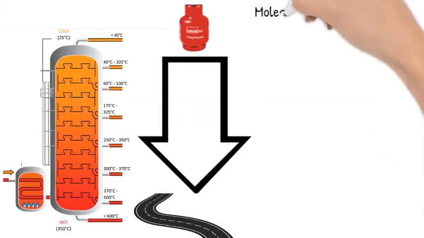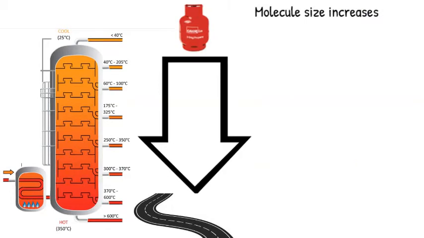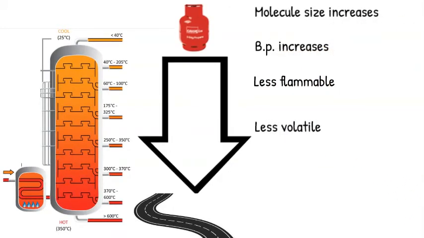As we go down the fractional distillation column, the molecule size increases. We saw them go from 1 to more than 70 carbons. And this also causes the boiling point to increase as you go down the column. The next pattern we need to recall is that as we go down the column, it gets less flammable. Our bottle gas is going to ignite straight away, but our tar is not going to ignite at all.